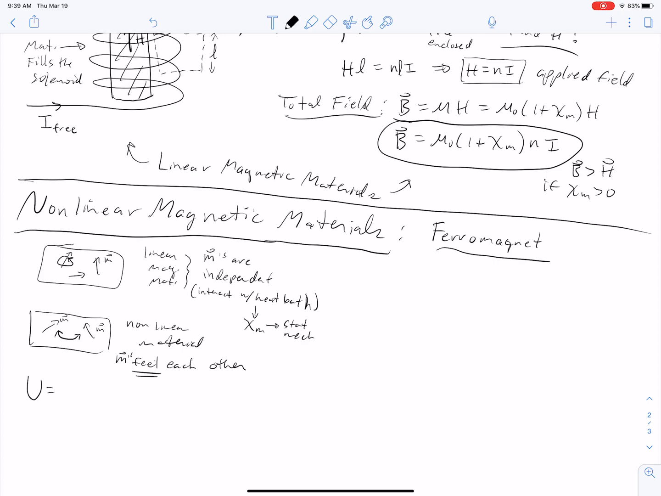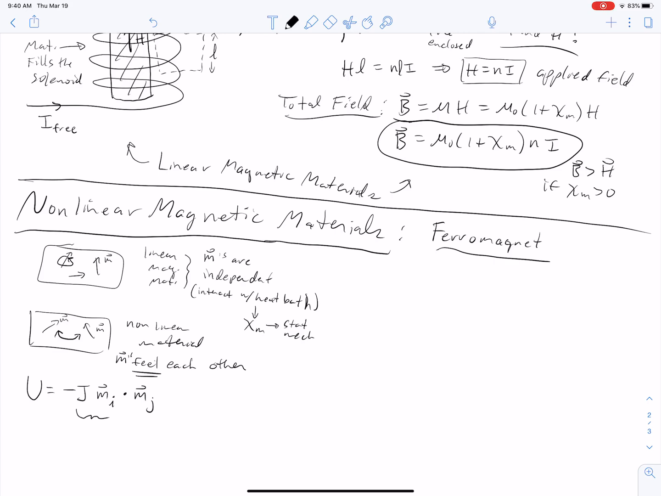And the way of thinking about it is that you can sort of think of one magnetic moment creating a magnetic field that the other one feels. So we'll call the magnetic moment felt by one, let's say, M for the ith magnetic moment. We can think that it makes a magnetic field like this, and then the second one feels it. And so that's the energy of interaction.